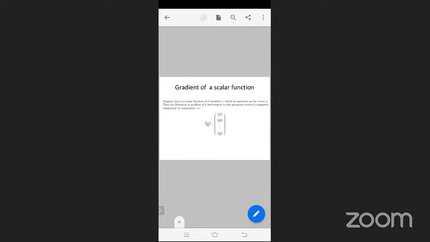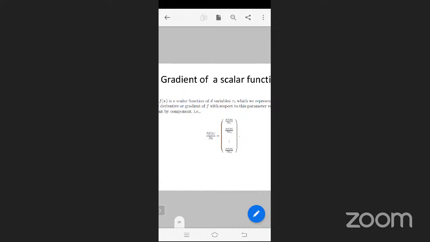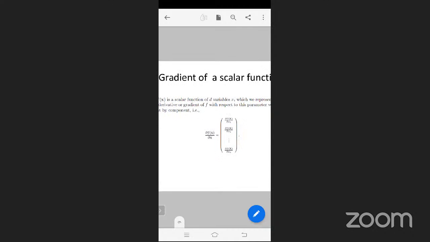All right. So I was talking about the gradient of a scalar function. Is the slide visible? Yes, it is visible, sir. Okay.